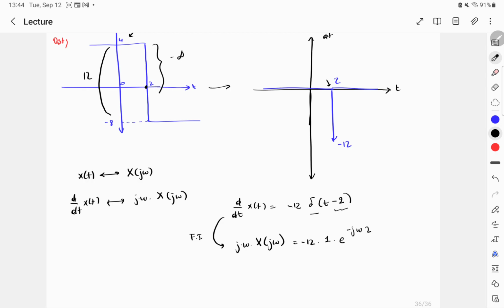However, we need to be careful here. Make sure that we have completed all the steps. We shouldn't just leave the Fourier transform of the delta function as 1, because we time shifted it, and we should include also this part over here.